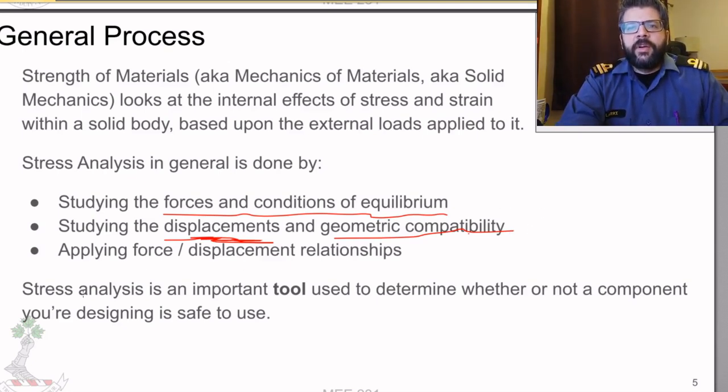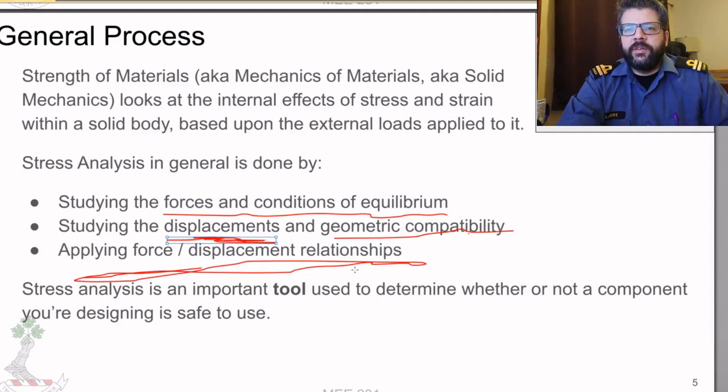And then we apply our force displacement relationships. Once we figure out the displacements, we can work from there to figure out what our stresses are, or vice versa. So anyways, stress analysis, again, is a very important tool. It's a tool we use to figure out whether or not the components that we've been designing are safe to use. Whether or not this thing's going to break, whether or not it's going to break catastrophically, or how it might break in the conditions we want.